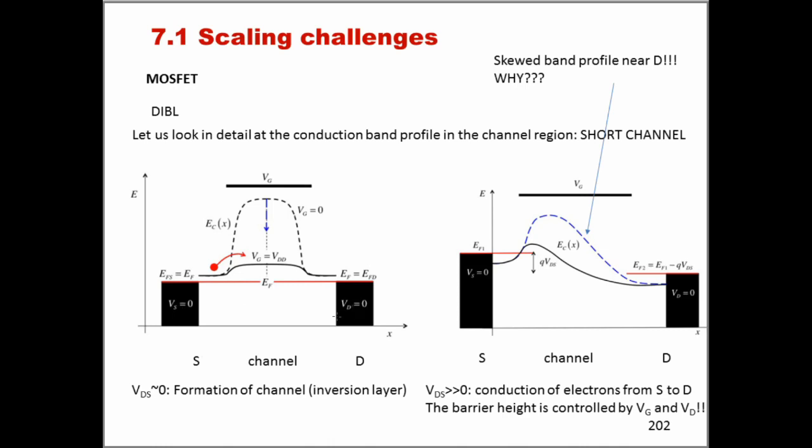So VDS is 0 here, or anyway extremely small, and we are plotting here again the energy diagram when VG is 0 and when VG is some positive value. So when there is no VDS applied across the device, it would seem that everything is working fine, and the gate voltage is indeed in control of the channel.